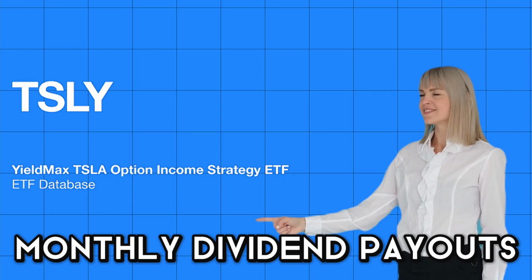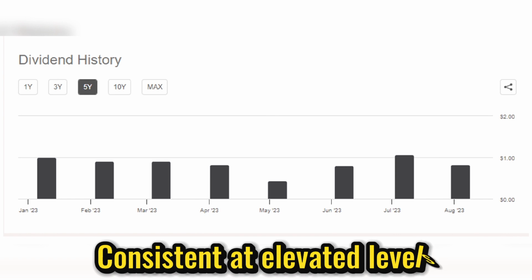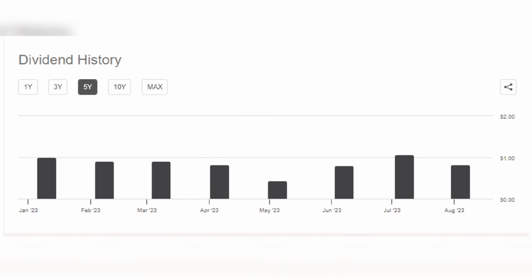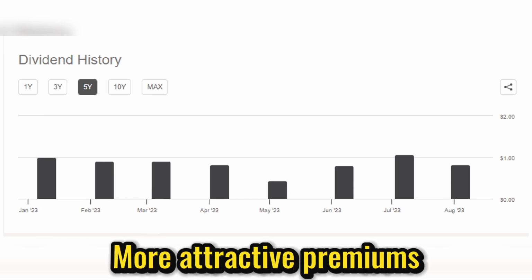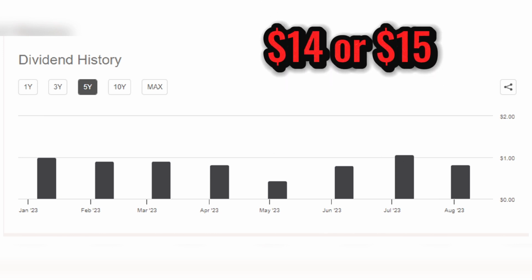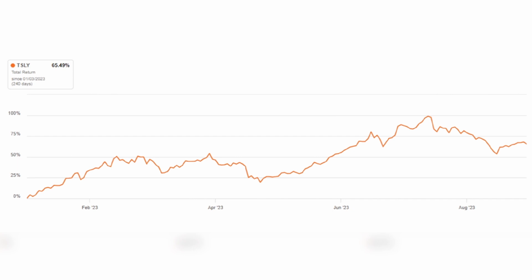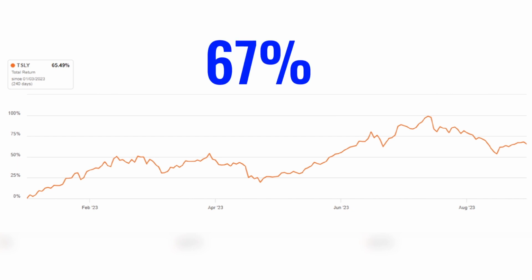People should consider TSLY if they are looking for monthly dividend payouts. If we take a look at TSLY's historical dividend distribution since inception, we can see the ETF's dividend is consistent at elevated levels. This phenomenon is primarily attributed to Tesla stock's inherently higher volatility, which results in more attractive premiums for selling Tesla options. The dividend amount paid by TSLY is remarkable, considering its stock is priced at just $14 or $15. If we look at TSLY's total performance by including dividends, it's delivered an impressive 67% year to date.